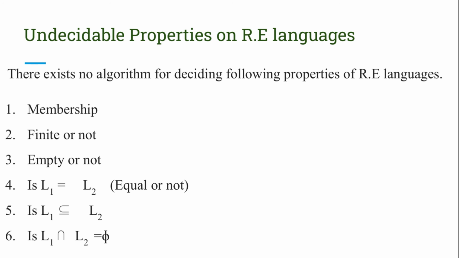Undecidable properties of recursively enumerable languages. There exists no algorithm for deciding the following properties of recursively enumerable languages. Membership problem: for a given string w and a language L, we want to check whether w is an element of L. That is called the membership problem. Next are finiteness and emptiness. Also, whether L1 equals L2, or L1 is a subset of L2, and L1 intersection L2 equals empty set. There exists no algorithm for deciding these properties of recursively enumerable languages.